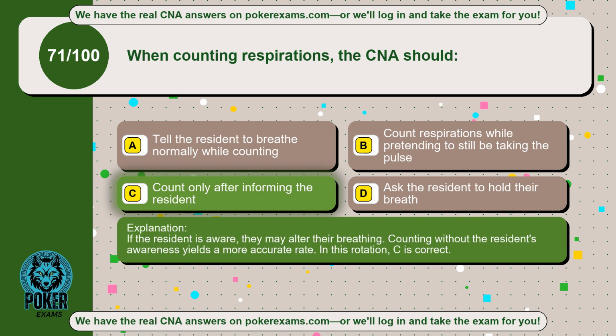If the resident is aware, they may alter their breathing. Counting without the resident's awareness yields a more accurate rate. In this rotation, C is correct.